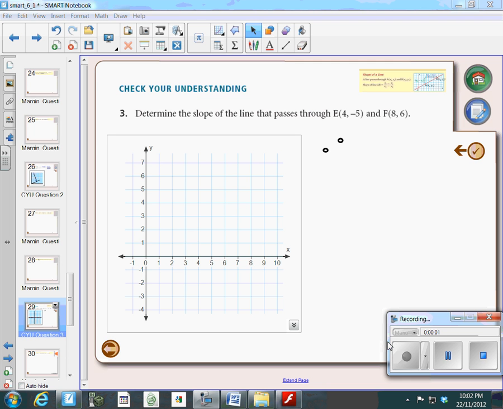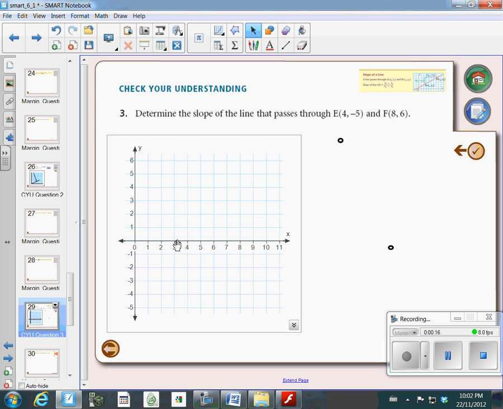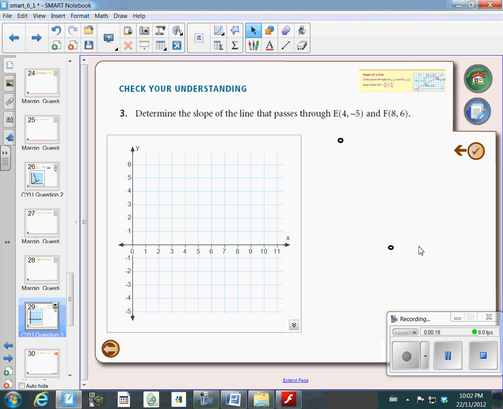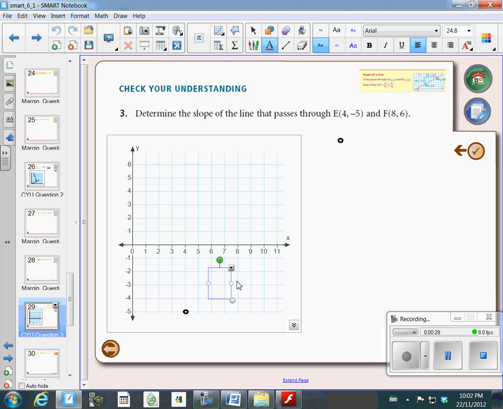Okay, welcome to Check for Understanding number 3. This time we're going to actually have to plot the points in order to find the slope. So we got E at x 4, y negative 5. I'll move that up a little bit there. There we go. So 4, negative 5 right here. That is point E. Let's make sure we label that. E. There it goes.